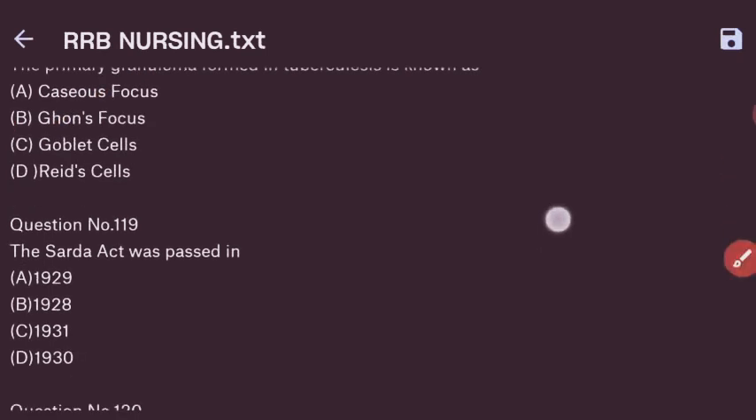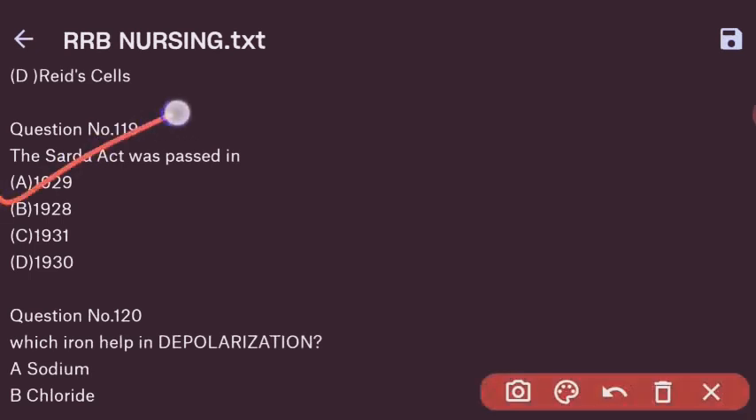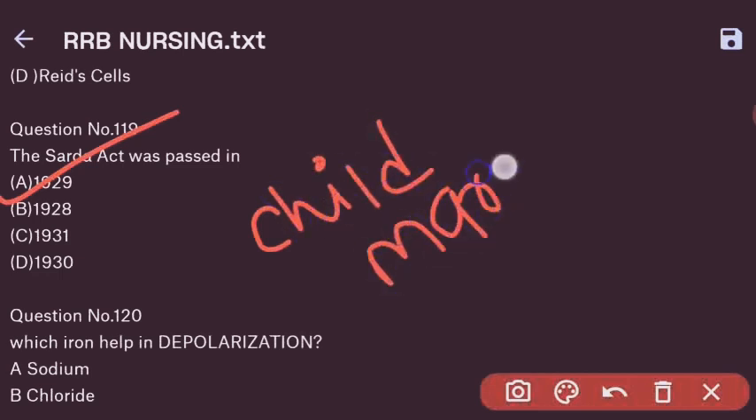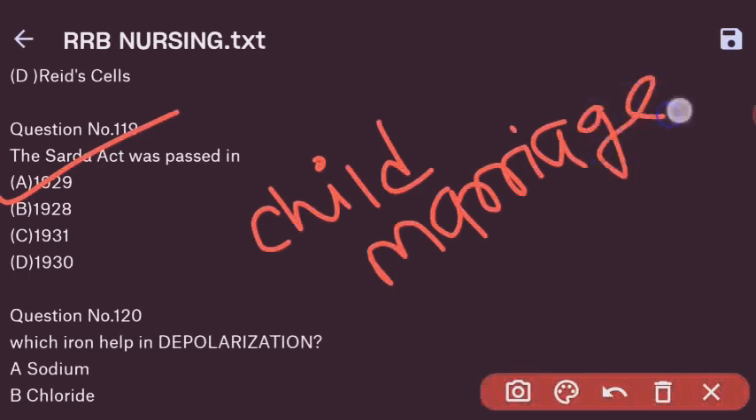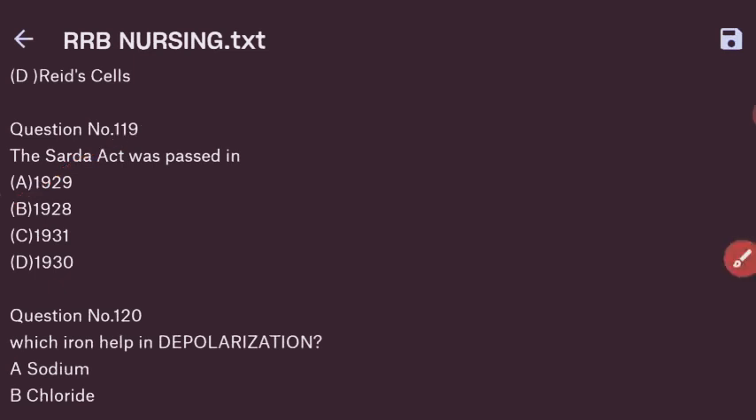Okay. Next question. The Sarda Act was passed in, so here our right answer is 1929. Sarda Act is also known as the Child Marriage Restraint Act. It was passed in 1929. A is the right answer.